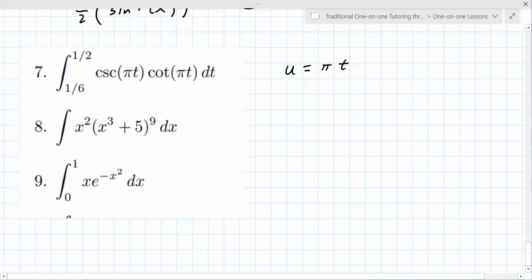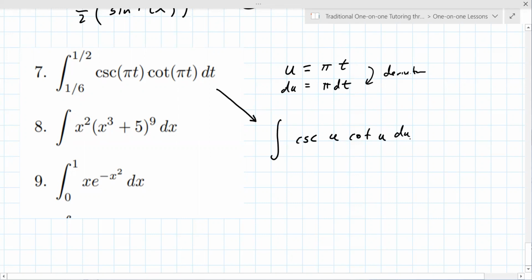How do you do the du for pi over t though? So is it t squared over 2? Pi dt. You're taking derivatives. You have to remember that you're doing derivatives now. Oh yeah, okay. So this first one becomes the integral of cosecant u cotangent u, and then dt is du over pi. So it's 1 over pi times the integral of cosecant u cotangent u.